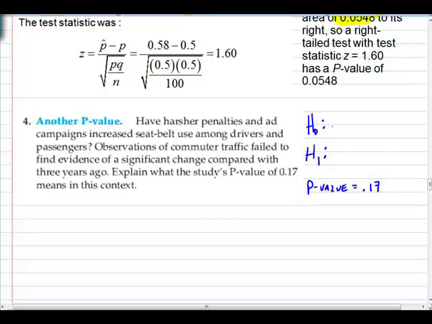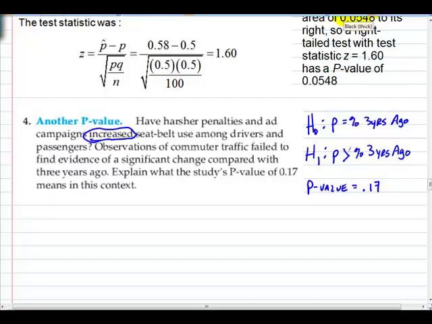Now, our null hypothesis would be that the percentage of people who are using their seat belts is the same as it was 3 years ago. I don't have to know the number in order to do this problem. Our alternative would be, is it greater than, less than, or equal to 3 years ago? And what in the problem will help you determine that? Well, you've got to look at the claim. What is the claim? Increased seatbelt usage. So this is not a two-tailed test, it is a right-tailed test.